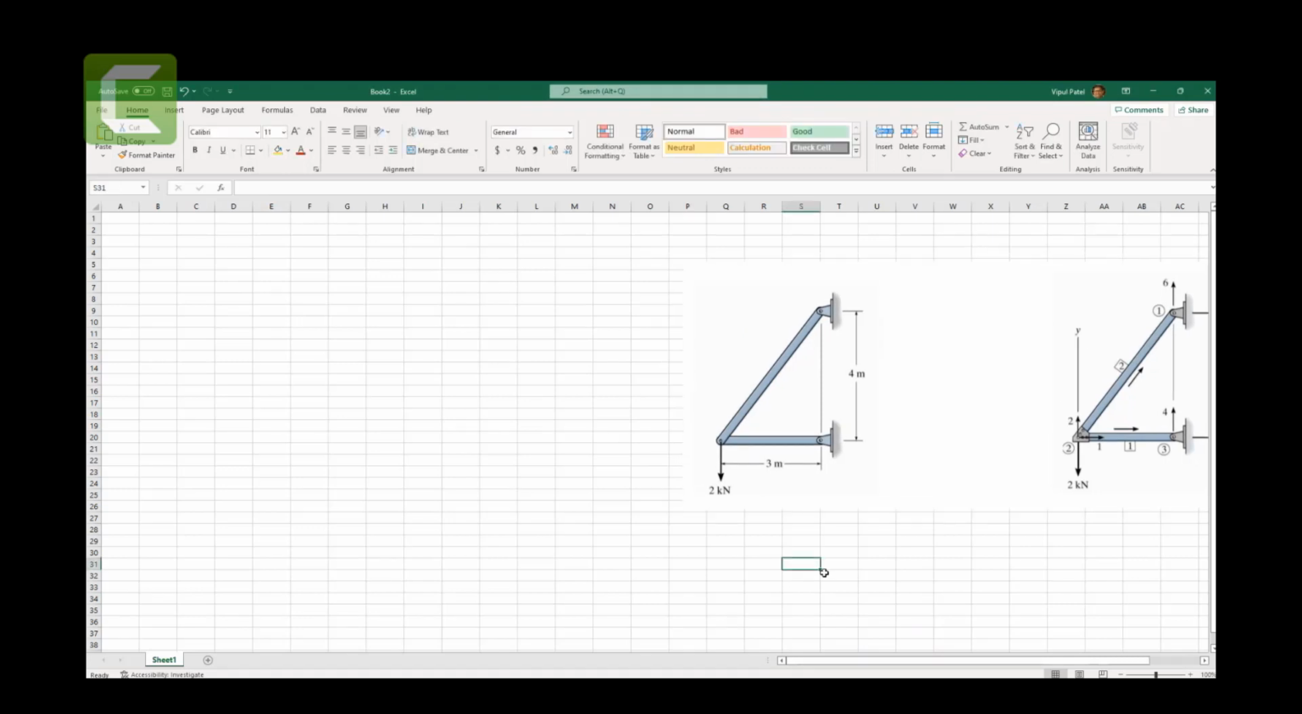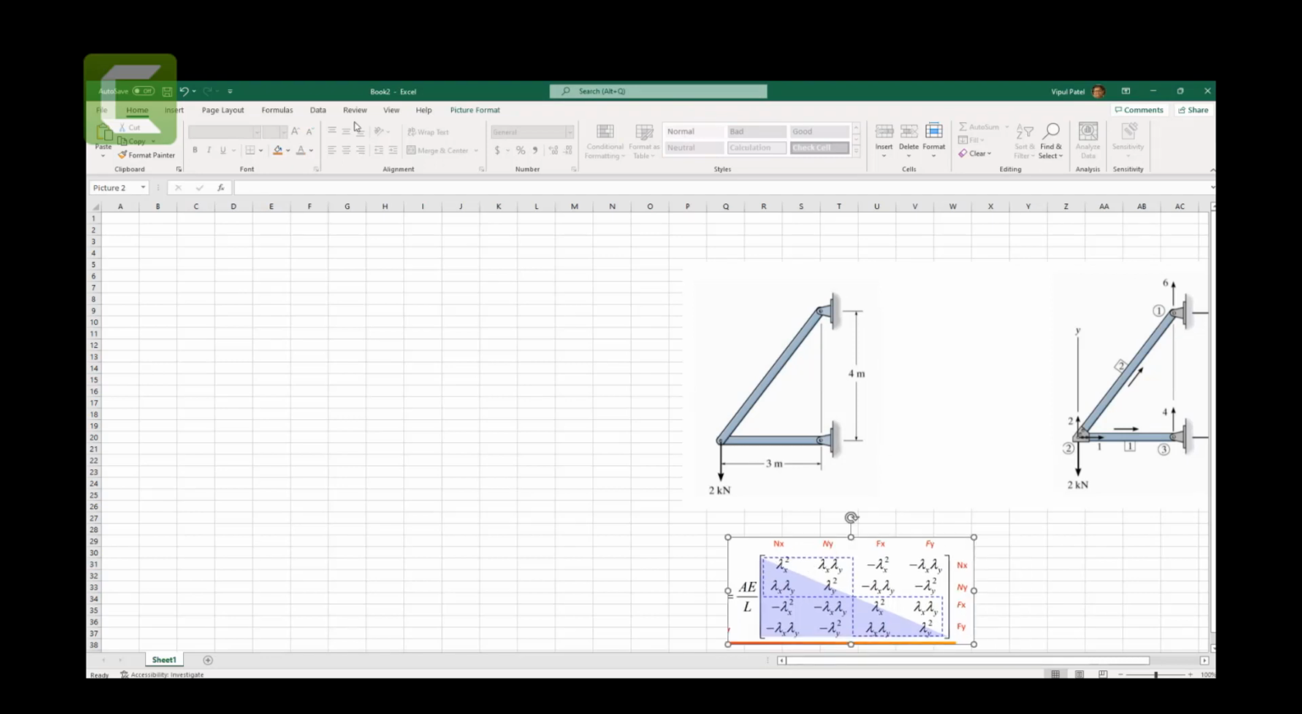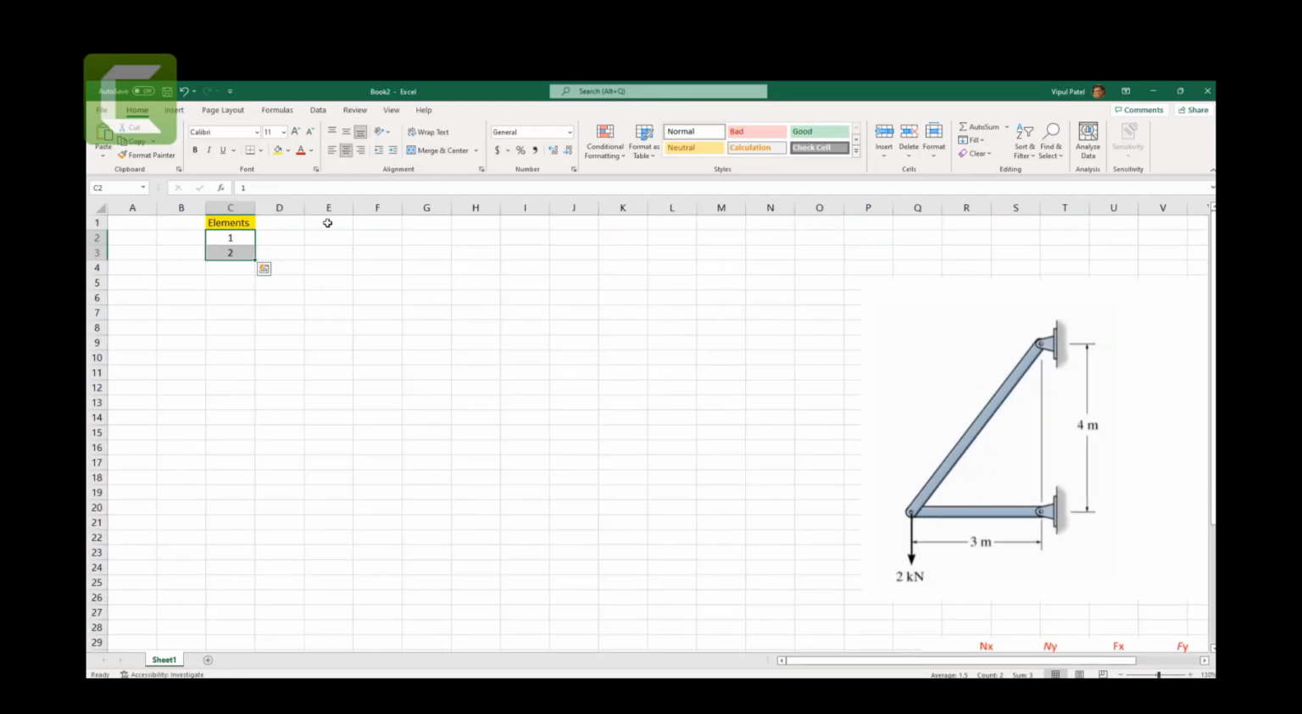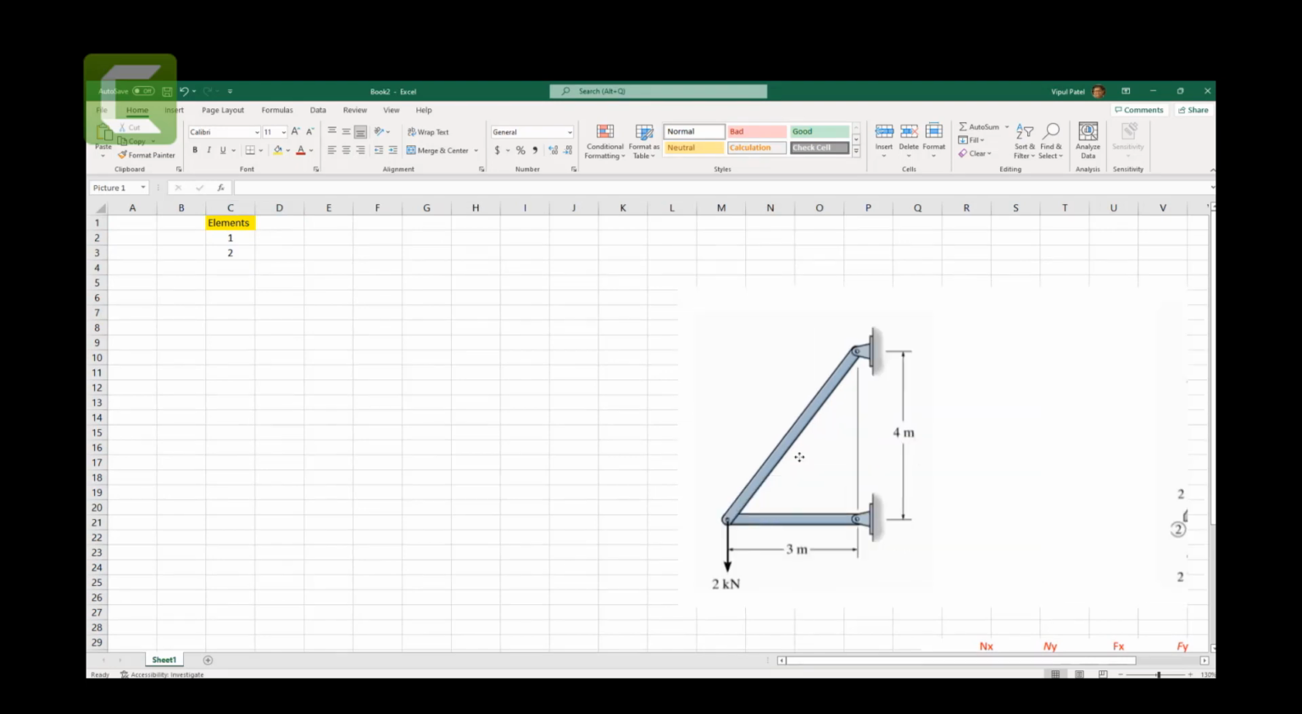All right, so it is coming. And these are the equations we needed. So let's say we want to solve these ones. Let's say I want to put elements: element 1, element 2. There are 2 elements. If you have more than 2 elements, you can put more. But this is 2 elements. I hope you can see the screen. Let's put it in the middle. Now there are 2 elements, so that's all good.